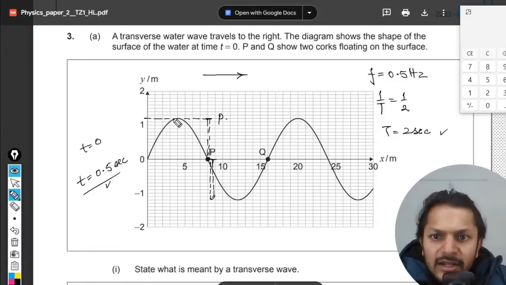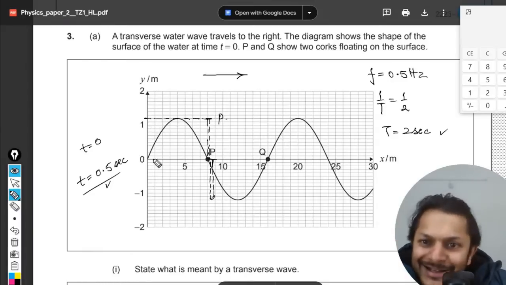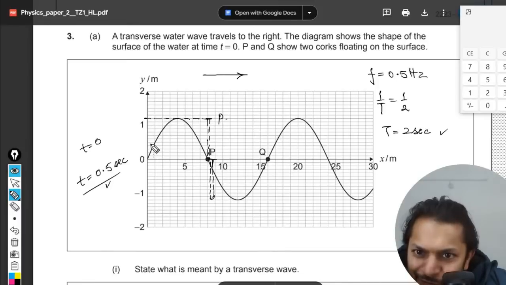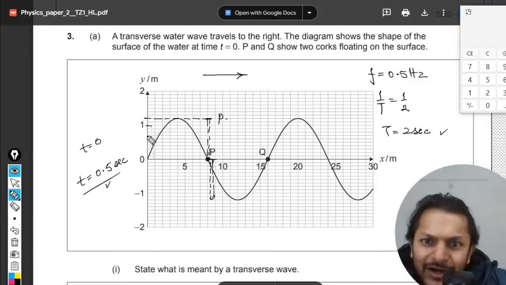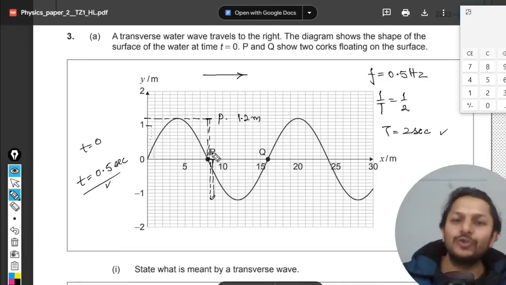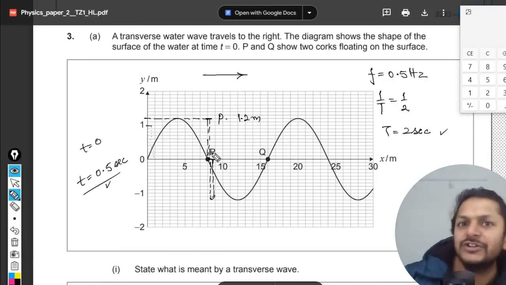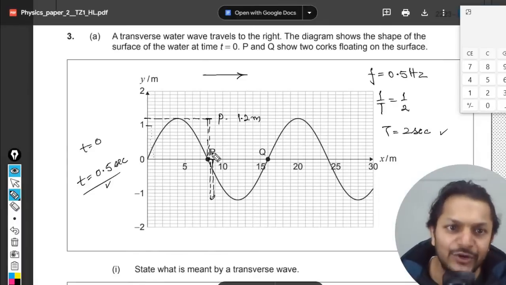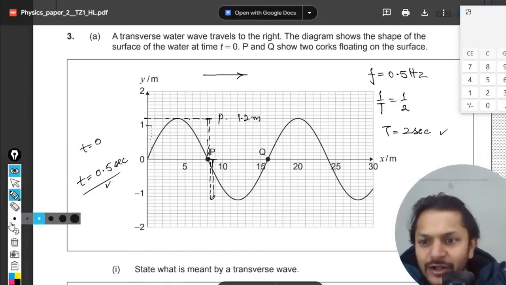And now I would be very careful about one. So 1, 2, 3, 4, 5, 6, 7, 8, 9, 10. This is 1, 11, 12. So this is 1.2. Yes. So it is 1.2 meters above the mean position, you can say, or you can say that it is at the amplitude. So this will be the answer.